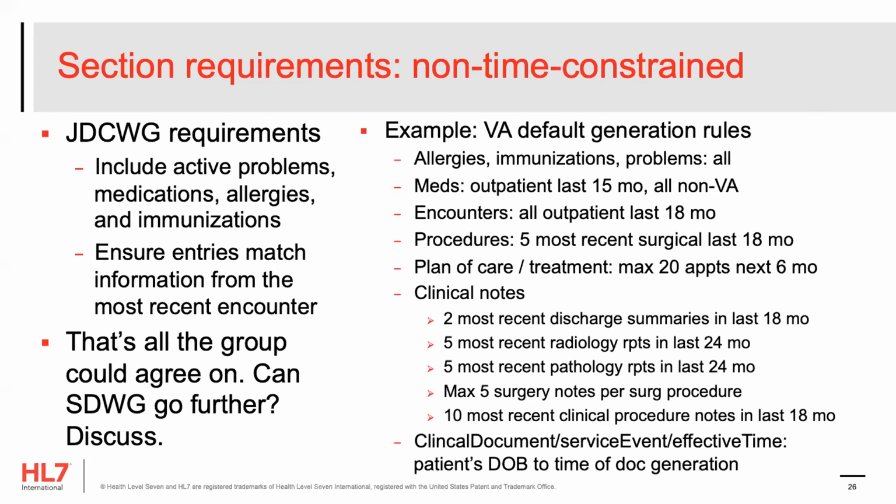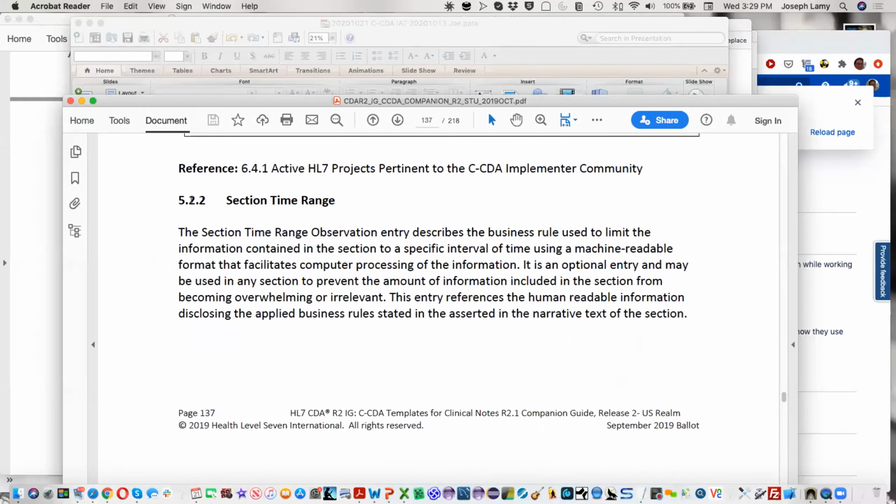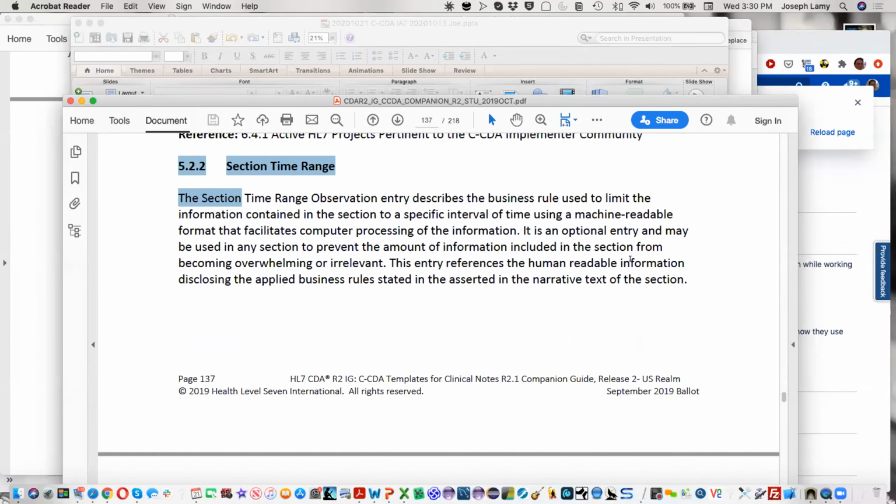Can you talk a little more about that when you say the med section? Are you talking about the effective time at the section level? Not just the effective time, I'm talking about the extra entry, the section time entry from the companion guide. It's a new template, Linda, that was introduced in the companion guide. The requirements that this joint content work group have state that in all cases, the section time range template should be used for every single section.